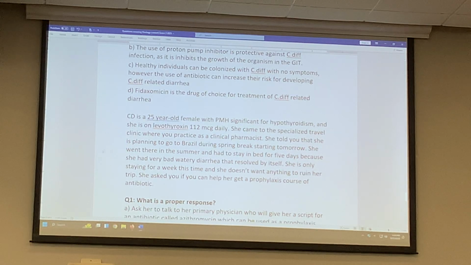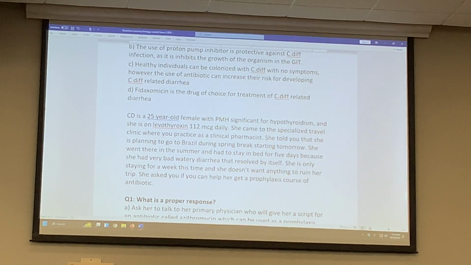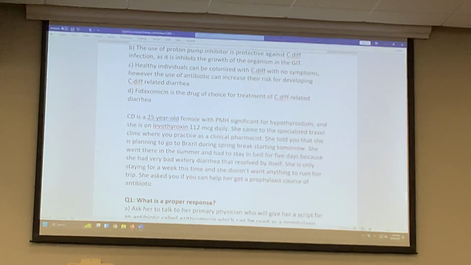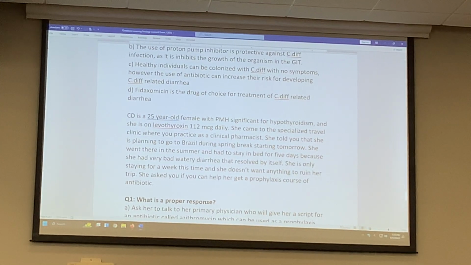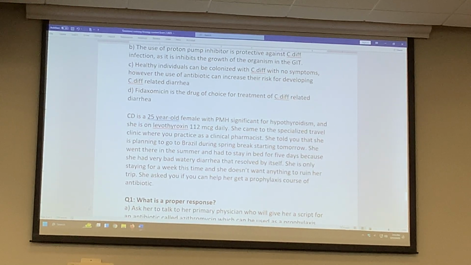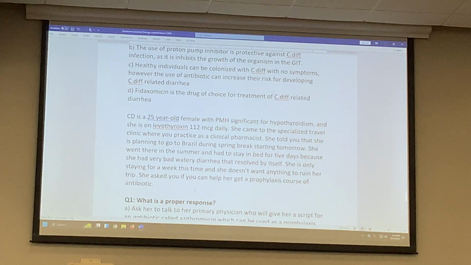I have one more about traveler's diarrhea. We can just take a look at this. A young woman has hypothyroidism, is on levothyroxine. She comes to a travel clinic where you practice as a pharmacist. She tells you that she is planning to go to Brazil during spring break starting tomorrow. She went there in the summer and had to stay in bed for 5 days because she had very watery diarrhea that resolved by itself. She's only staying for a week this time, and she doesn't want to be sick again and have anything ruin her trip. She asks you if you can help her to get prophylaxis.